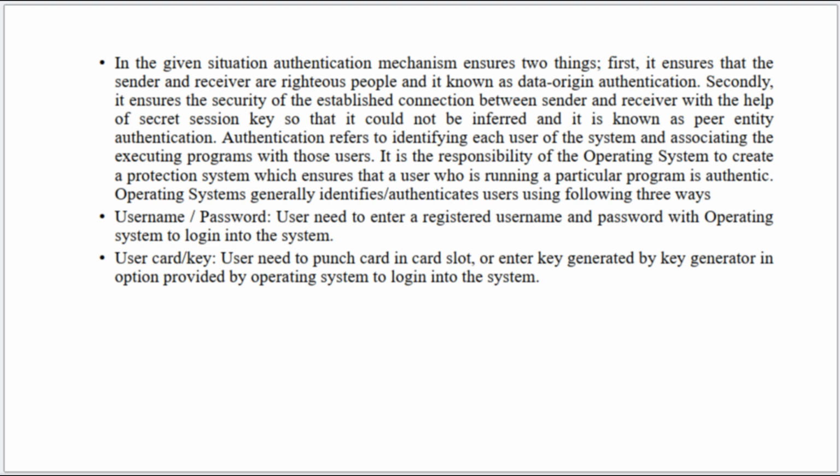Operating systems generally identify and authenticate users using the following three ways: username and password. The user needs to enter the registered username and password with the operating system to log into the system. User card or key. The user needs to punch a card in a card slot or enter a key generated by a key generator, an option provided by the operating system to log into the system. 20.